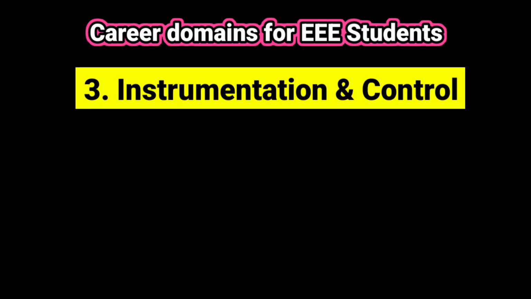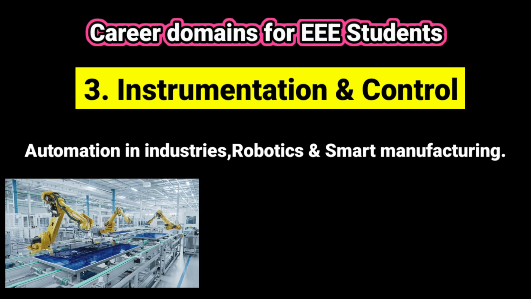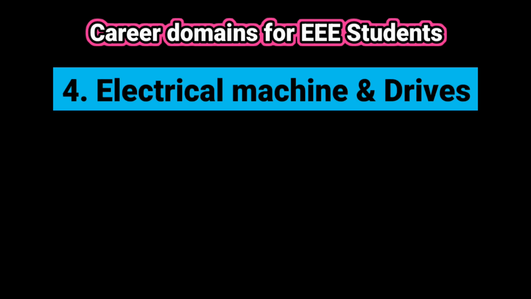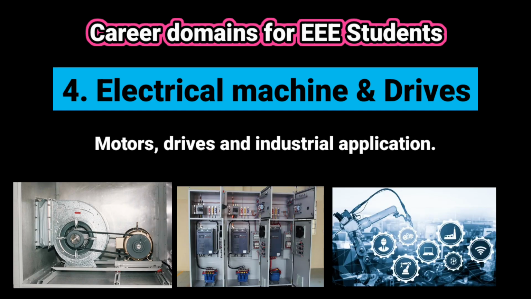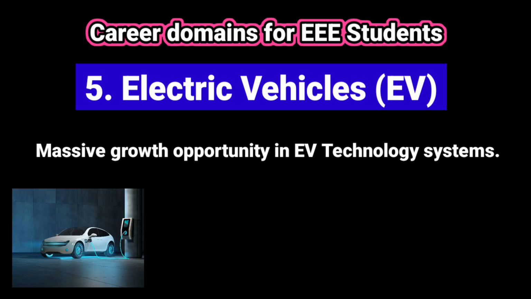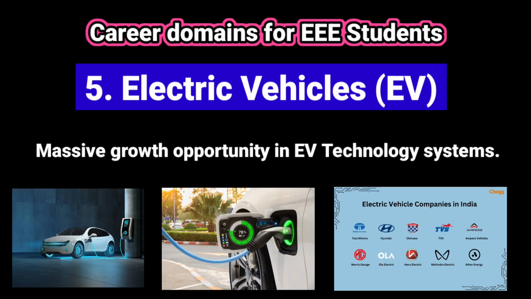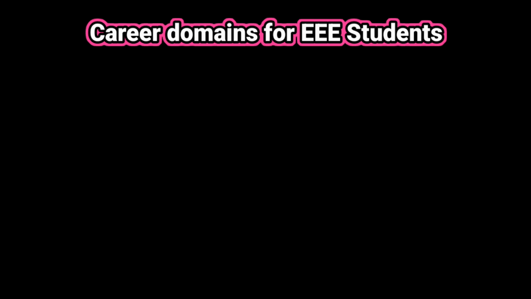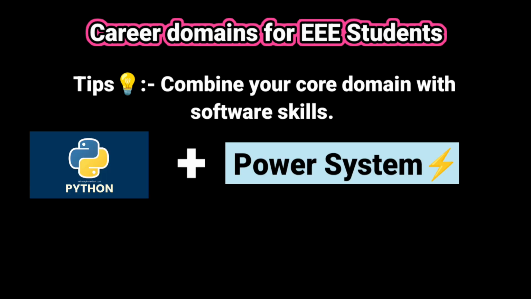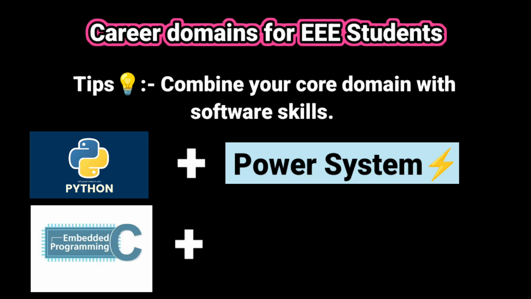3. Instrumentation and control. Automation in industries, robotics, and smart manufacturing. 4. Electrical machines and drives. Motors, drives, and industrial applications. 5. Electric vehicles, EVs. This is a massive growth area for electrical engineers today. Tip: try combining your core domain with software or automation skills. For example, Python plus power systems, or embedded plus EV systems.